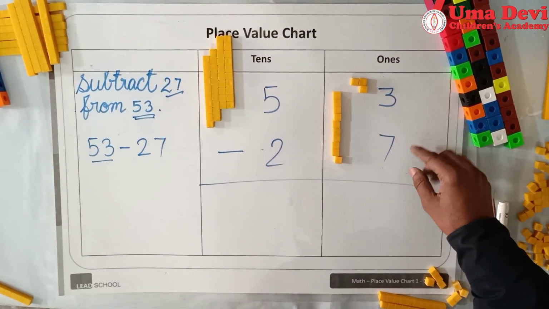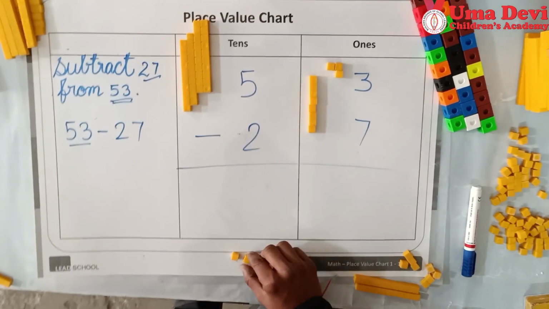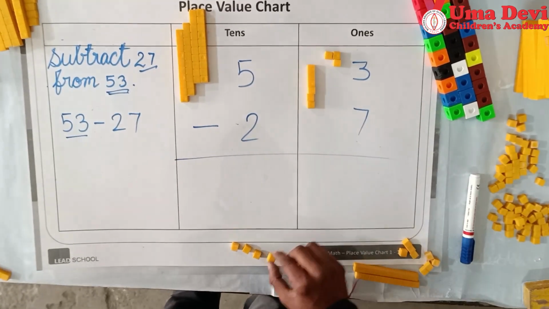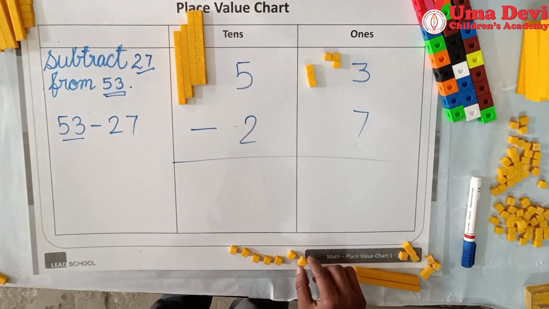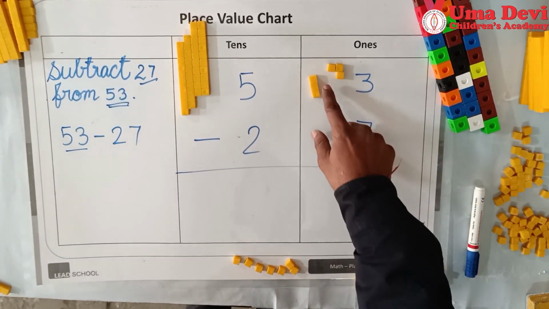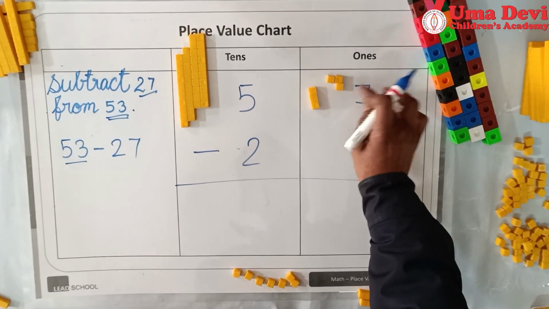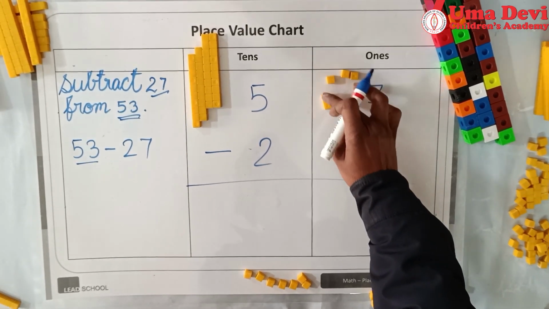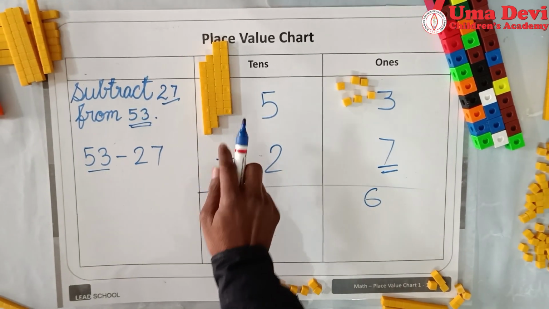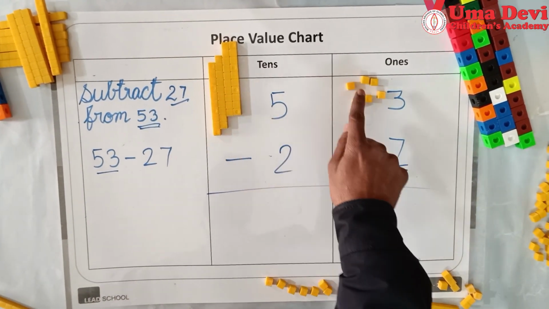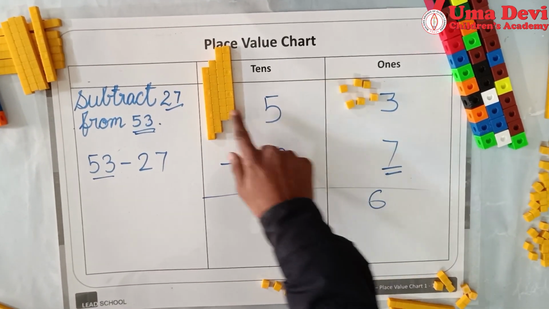And now we will take away 7 from this. So I am taking away 1, 2, 3, 4, 5, 6 and 7. It means from 13 I have taken away 7. So how many are left? 1, 2, 3, 4, 5 and 6. So 6. What will we write here? 6. As we have taken 1 tens from here, we have given this tens to this.